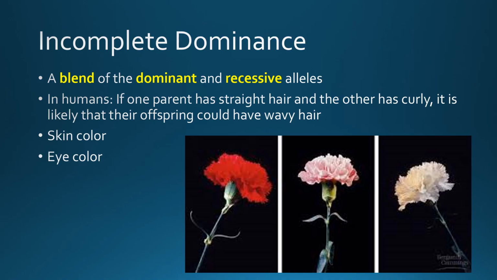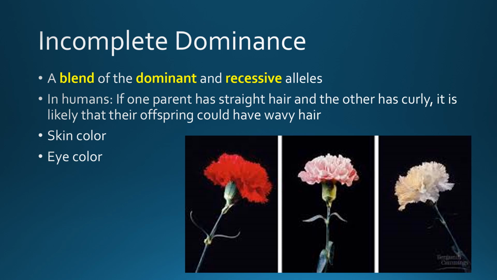So to wrap up this idea of incomplete dominance, we need to know that incomplete dominance is a blend of dominant and recessive alleles. It's the dominant and the recessive alleles acting like paint and coming up with some sort of intermediate or middle phenotype. I have a red flower, I have a white flower, I breed them together, I can end up with pink flowers at the end.